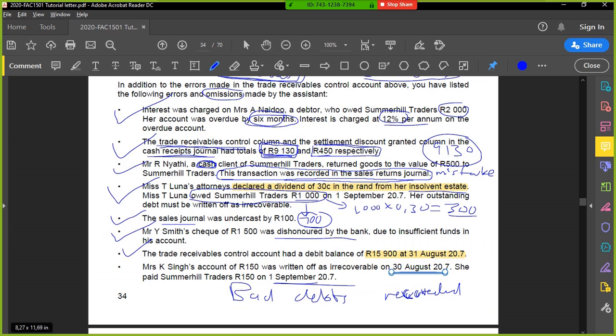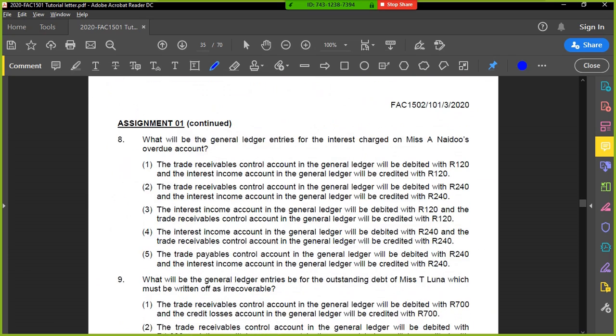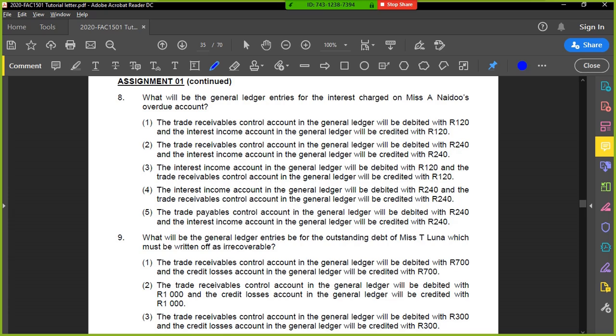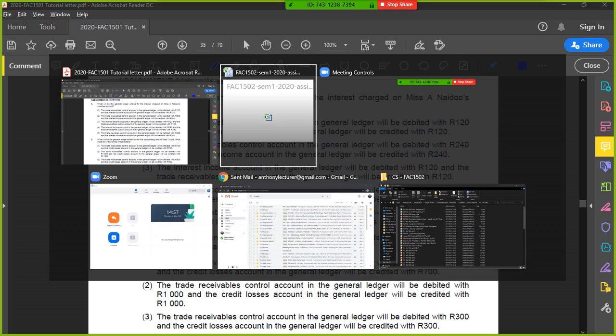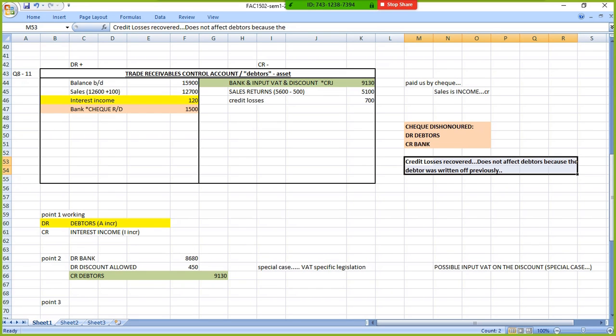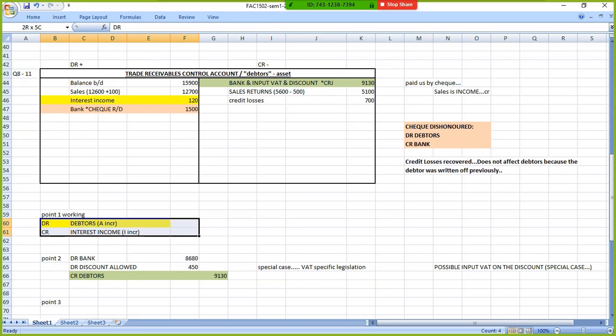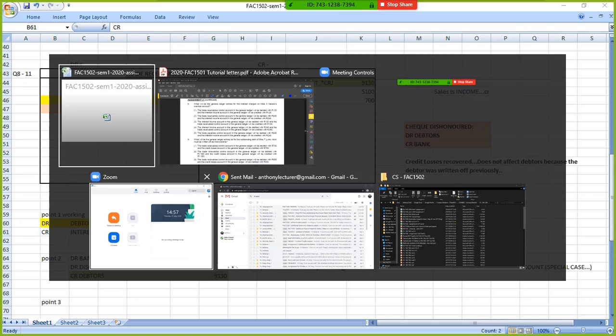Okay, good. So that one covers that bit, and that's it. Right, now we need to answer the questions. What will be the general ledger entries for the interest charge on Mrs. Naidu's overdue account? Okay, we looked at that. Interest, there it is. How much was it? 120. Debit the debtors, credit the interest income.